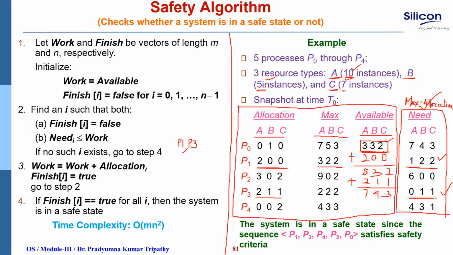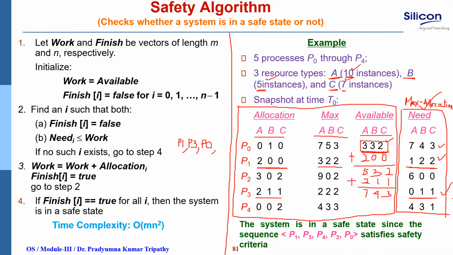Now I'll see with this 7, 4, 3, can I satisfy any of these? Can I satisfy P1, P0? Yes, I can satisfy P0. 7, 4, 3 is the requirement. I am having 7, 4, 3. So I can satisfy P0. So I add it over here.